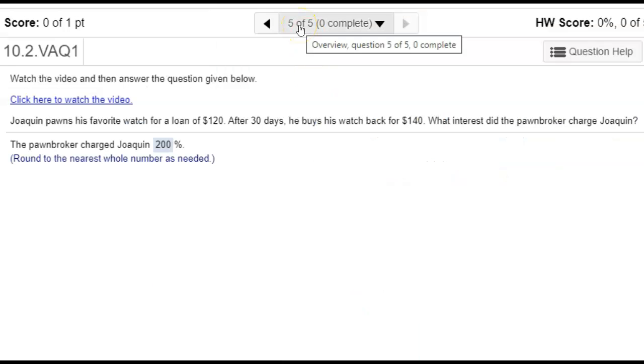And number 5, we have another story problem scenario. And there's also a good video to watch that goes along with this problem. This situation is kind of similar to number 4, someone's borrowing money. This is dealing with a pawn shop. Someone's pawning their watch in this example. So they give the watch to the pawn shop and they get $120. So they borrowed $120.